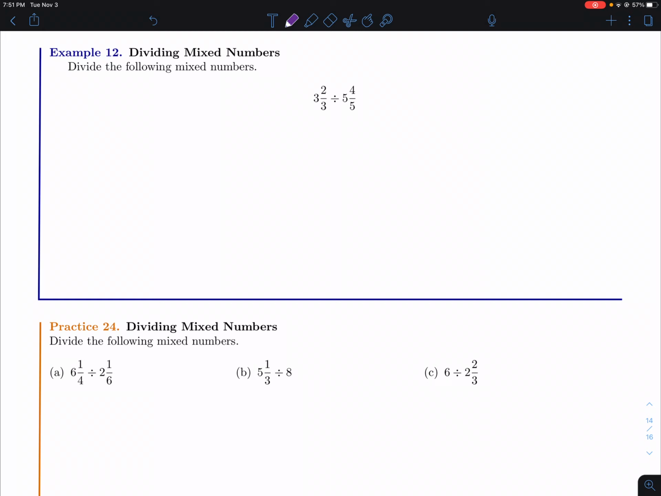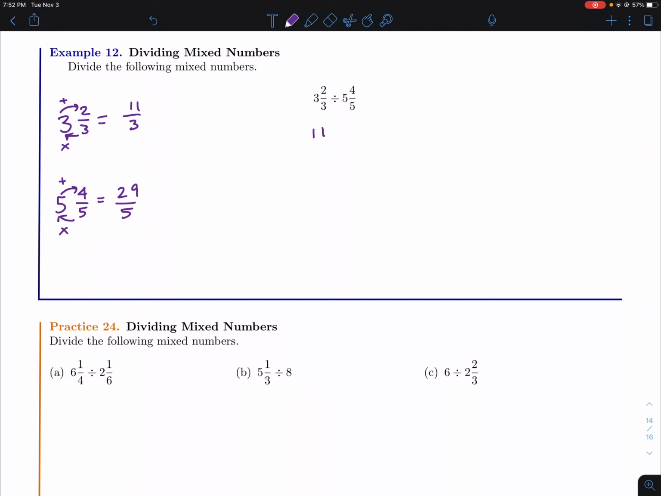So dividing mixed numbers, we want to start off exactly the same way we did with multiplying. So we first have to change them from mixed numbers to improper fractions. So let's do that off to the side first. So again, we want to take 3 multiplied by 3 to get 9, plus 2 gives us 11. And then we've got 5 and 4/5. So again, multiply 5 times 5 gives us 25, plus 4 gives us 29.